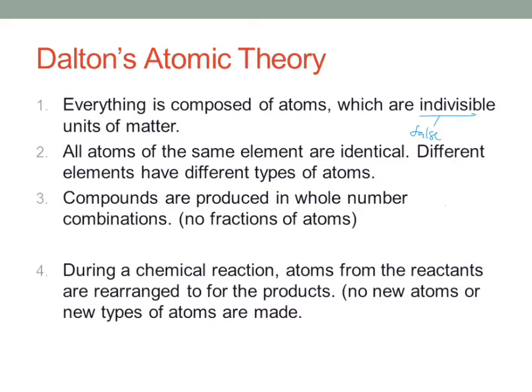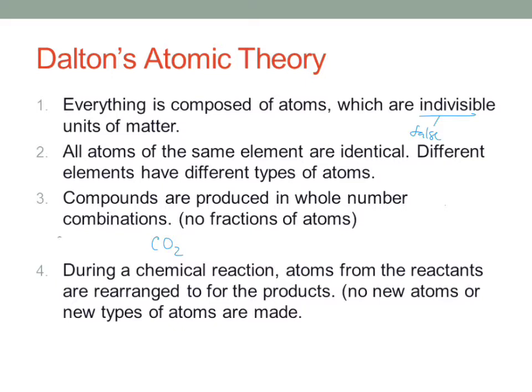Third, compounds are produced in whole number combinations. We don't have to get crazy into formulas right now, but some formulas that you all probably are aware of are things like carbon dioxide, right? It's talked about a lot in CO2 emissions. So you know CO2. You'll notice that these are whole numbers, right? This is saying that you have one carbon and two oxygens.